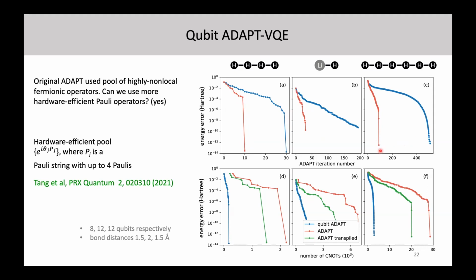But now if we translate those ansätze into state preparation circuits and ask how many CNOT gates appear in that circuit, it turns out that for Qubit ADAPT the number is much smaller compared to using fermionic operators in the pool. Even if you transpile those circuits built from fermionic operators, the improvement afforded by Qubit ADAPT is still significantly larger. Basically, this is just because we're using these Pauli string operators, which have a much simpler circuit representation.